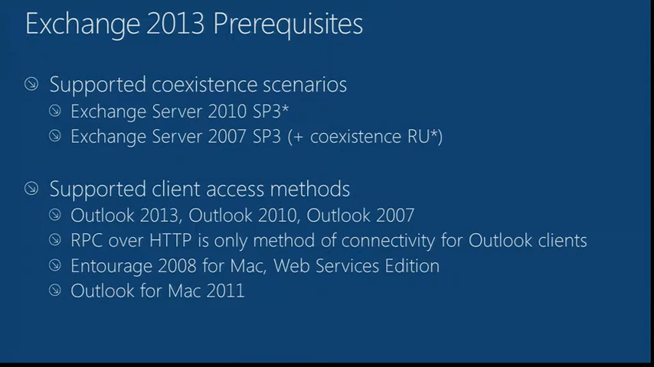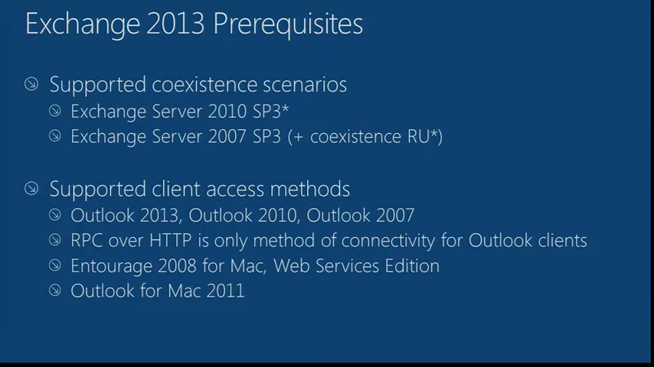So the supported coexistence scenarios, I already said this in the beginning, we only support Exchange 2013 in the same forest, in the same Exchange organization with 2007 and 2010. So no 2003 support. And in fact, to get coexistence, you actually need to apply some software that hasn't been released yet. In the case of Exchange 2010, you have to have Service Pack 3. Okay, Service Pack 3 is not out yet. Don't go looking for it.